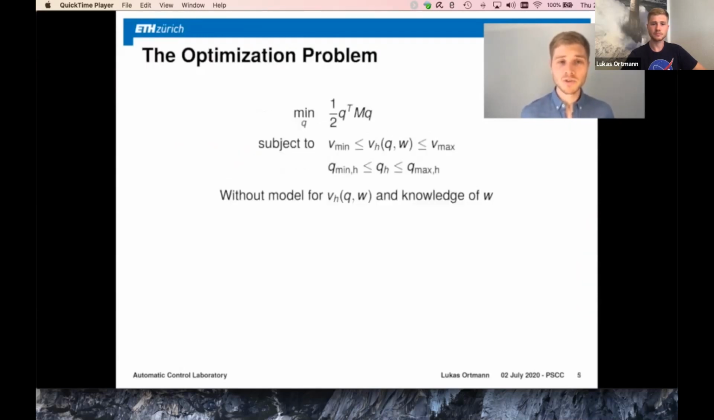So how do we solve this optimization problem then? Well, we're trying to minimize this cost function. So we would like to use as minimal reactive power as possible, but we also want to make sure that the voltages are within the range that we define, and also the reactive power capabilities of the inverters have to be satisfied.